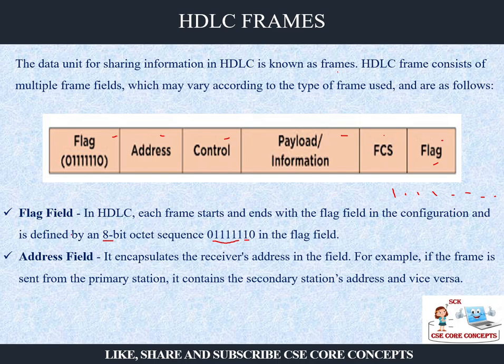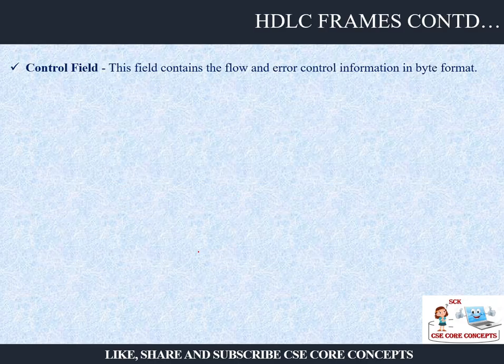Next comes the address field. The address encapsulates the receiver's address, because you are sending the frame, right? To whom are you sending the frame? So that receiver's address has to be there. If you are sending from the primary station, obviously the address will be of the secondary station, to whom you are sending the command. And if this frame is from a secondary station, then the address will be for the primary station, meaning it is giving the response to the primary station.